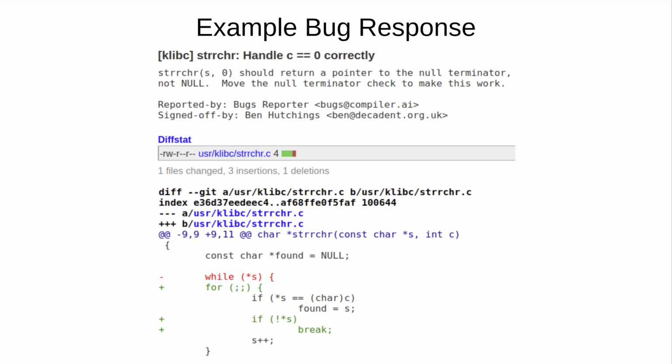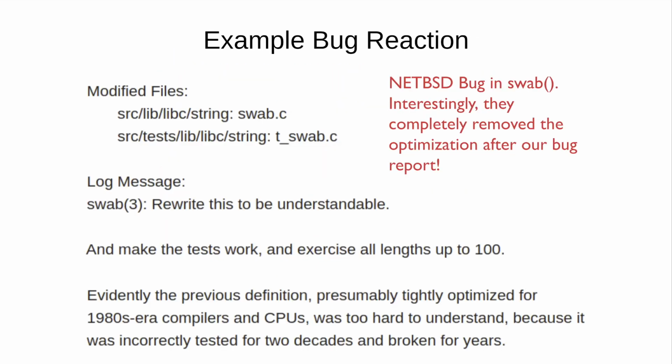Here is an example of a very subtle bug where they're missing a corner case in the strrchr function, where the function returns the wrong value if the character being searched is the null character. And here is a bug reaction where the author of the library says that the library function swap in the netBSD library was incorrectly tested for 2 decades and broken for years, but it was caught by our equivalence checker, which shows the value of a formal mathematical equivalence checker like ours.